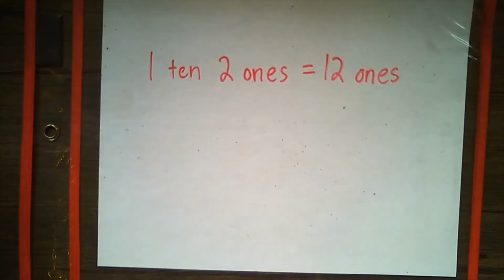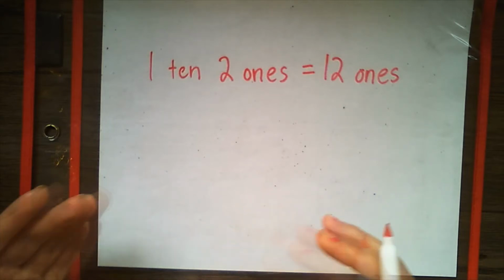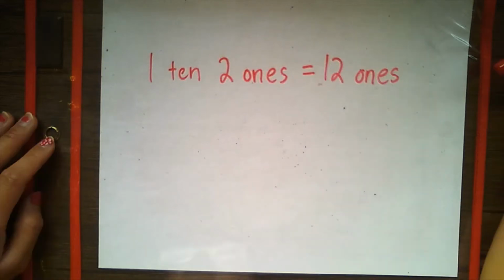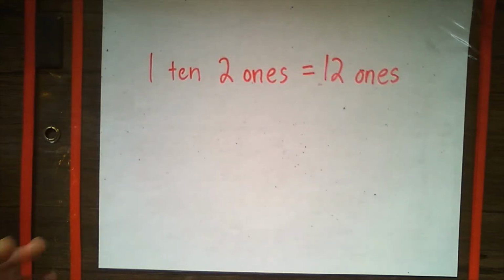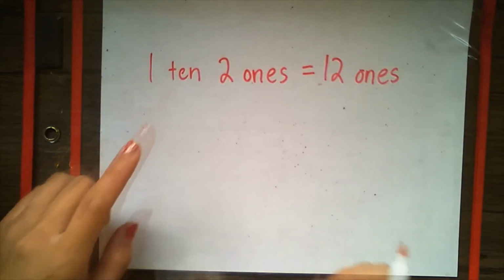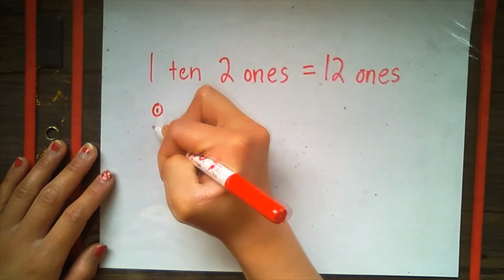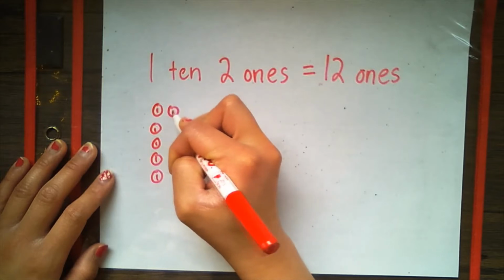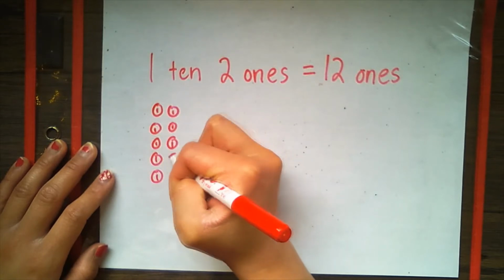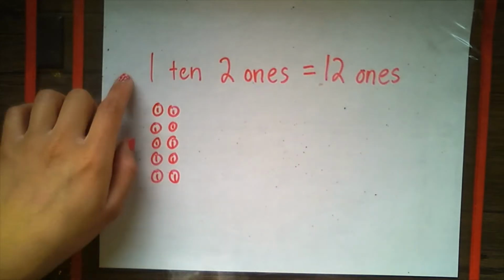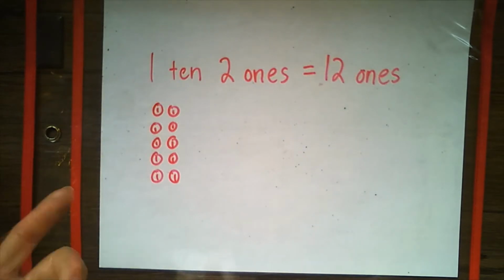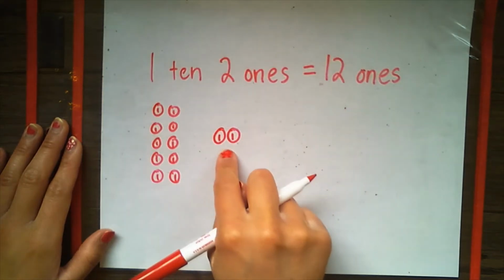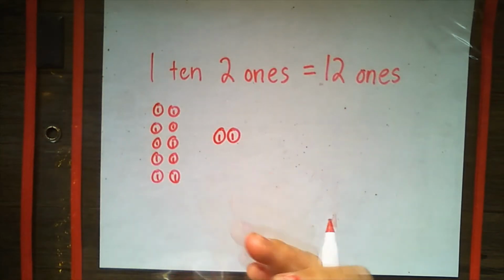Welcome back, my friends. So yes, it is true. It's true that 1 ten and 2 ones is the same thing as 12 ones. It's true because 1 ten is 10 ones. Let me go ahead and draw that. So 1 ten is 10 ones, and 10 ones plus 2 ones is 12 ones.